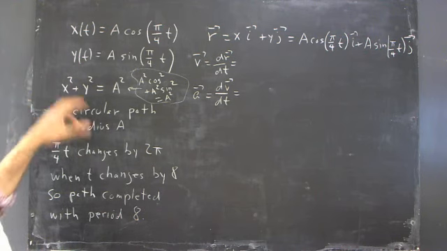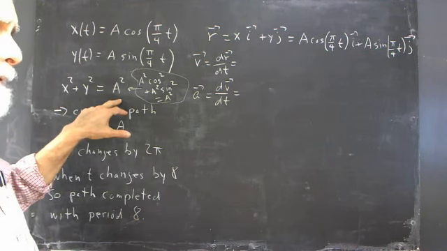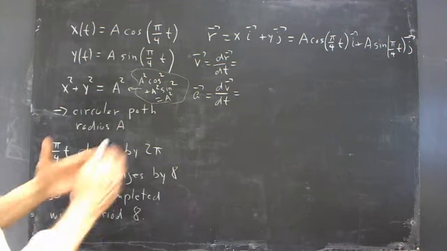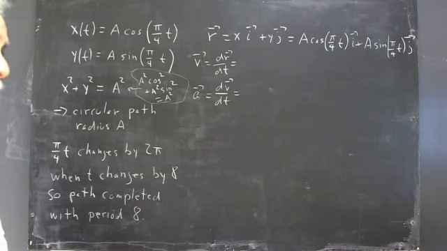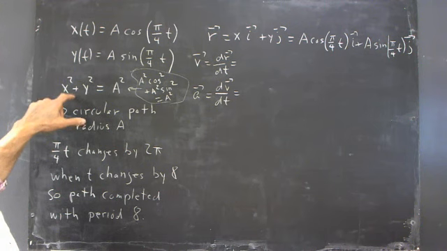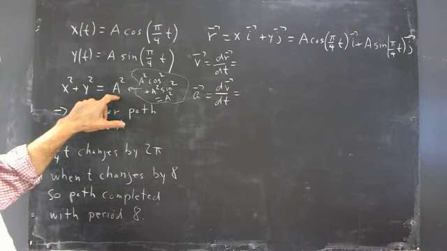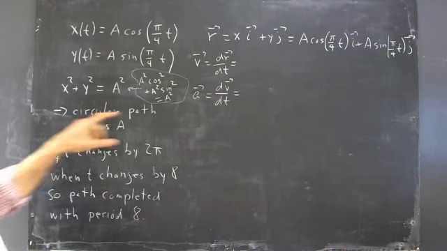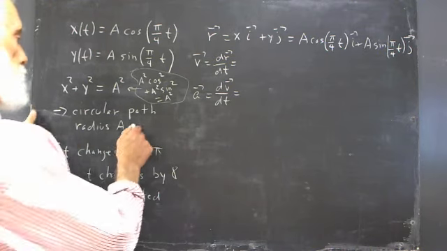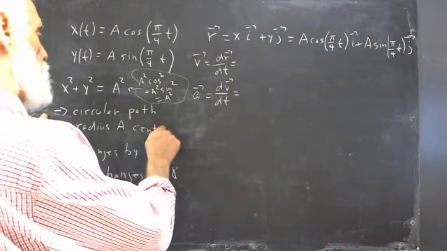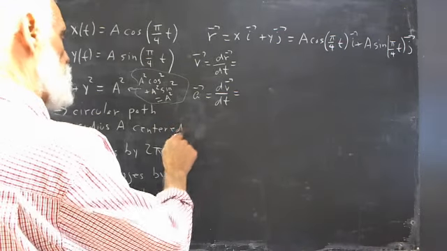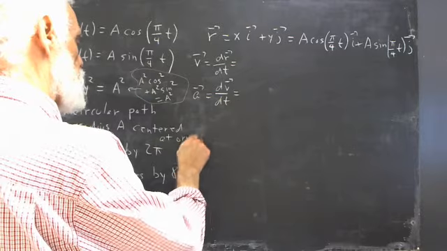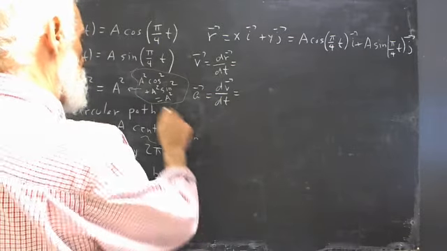You're going to use that again and again. And that implies, of course, x squared plus y squared equals a squared. X squared plus y squared is the square of the distance of the xy point from the origin. So the square of the distance from the origin is equal to the square of a, which means the distance of xy from the origin is a, meaning you have a circular path of radius a centered at the origin.